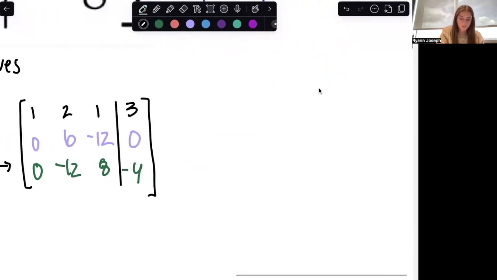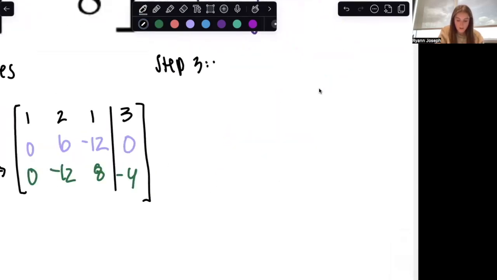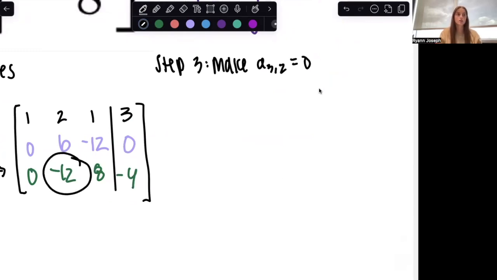So the next thing I want to do, this is step 3. Make, I'm just going to say calling this matrix A, A3,2 equal to 0. So I'm talking about this spot right here. I want to make that into 0.